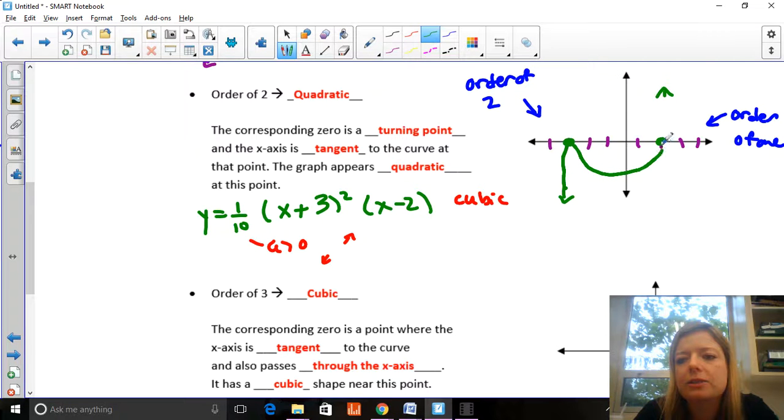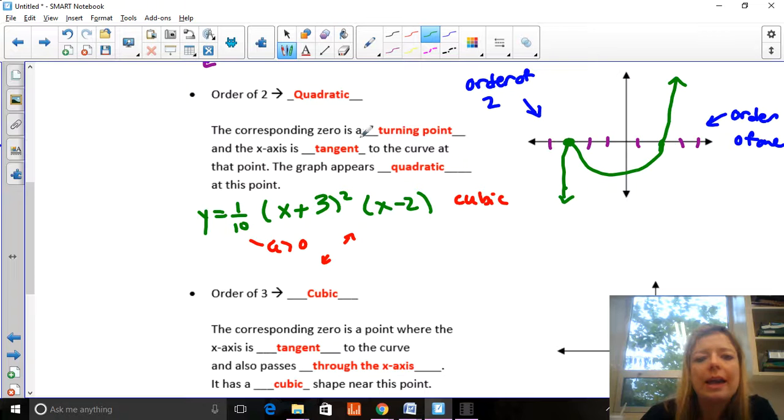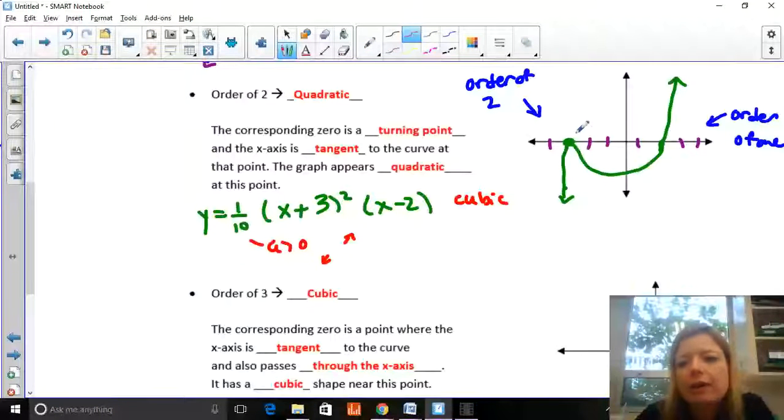And then this one is just a linear one, order of 1, so it just goes straight through and continues on. It wouldn't look quite that straight up. It would be more like growing gradually like that. So if you were to zoom in on the graph right here, it looks kind of like a quadratic at that 0, and that's because it's raised to the power of 2. And that means that the x-axis is then tangent to the curve at that point.